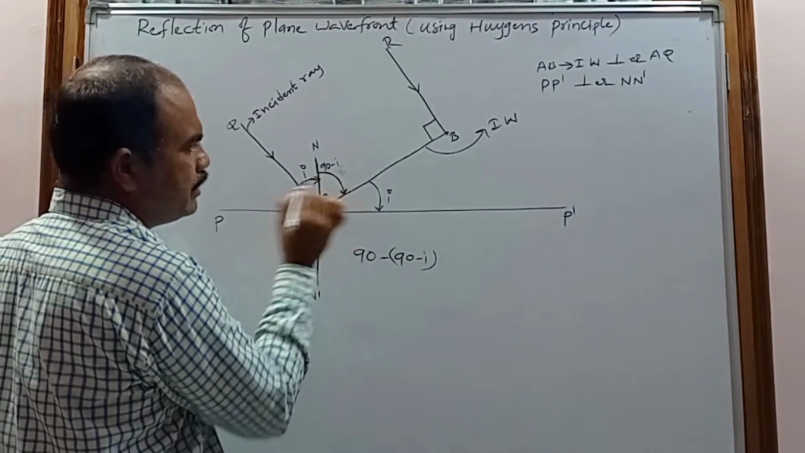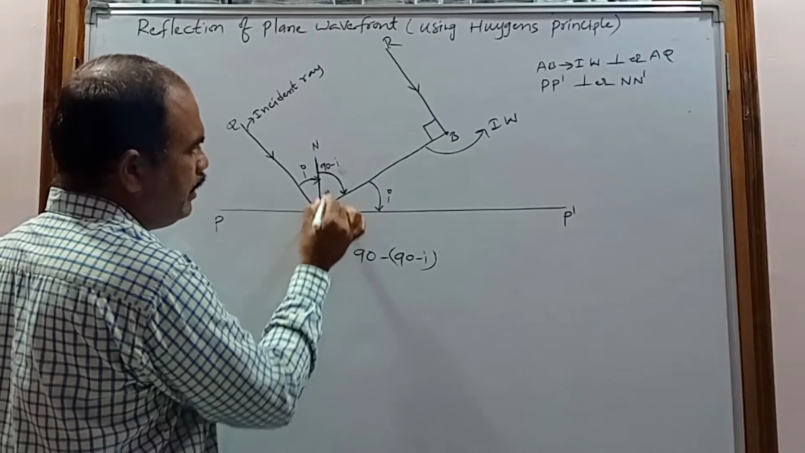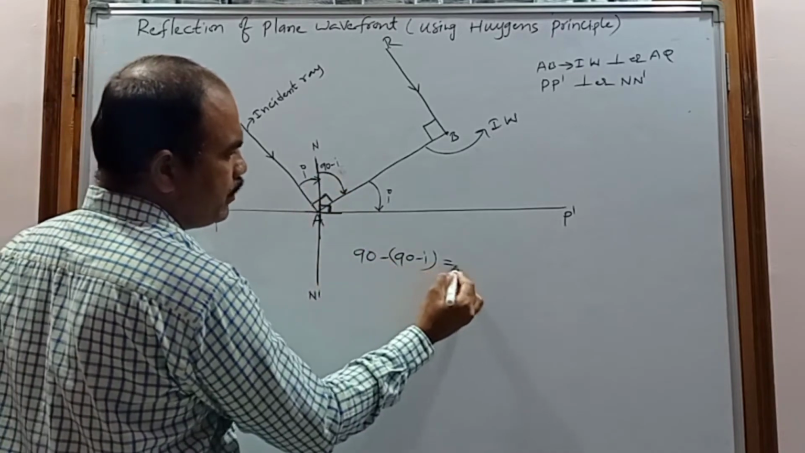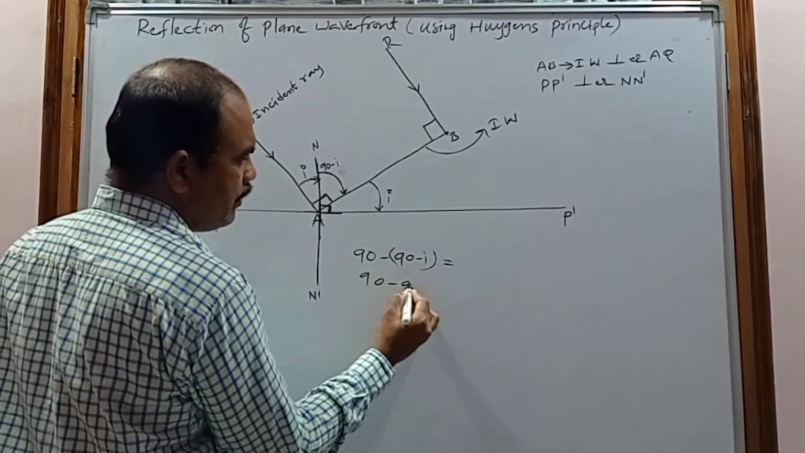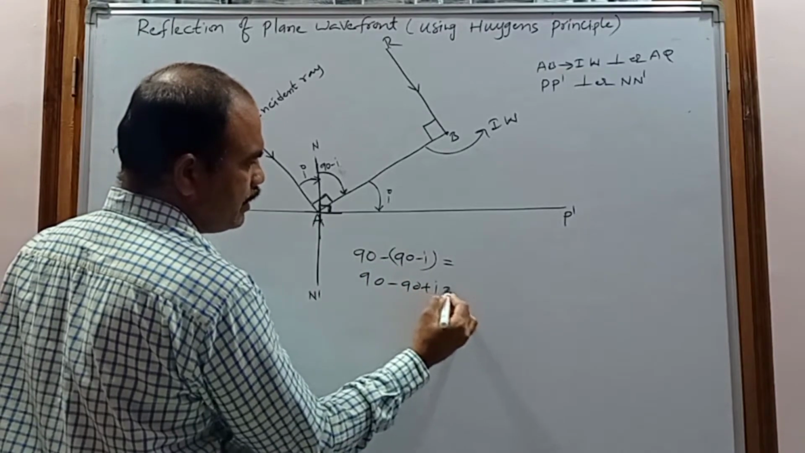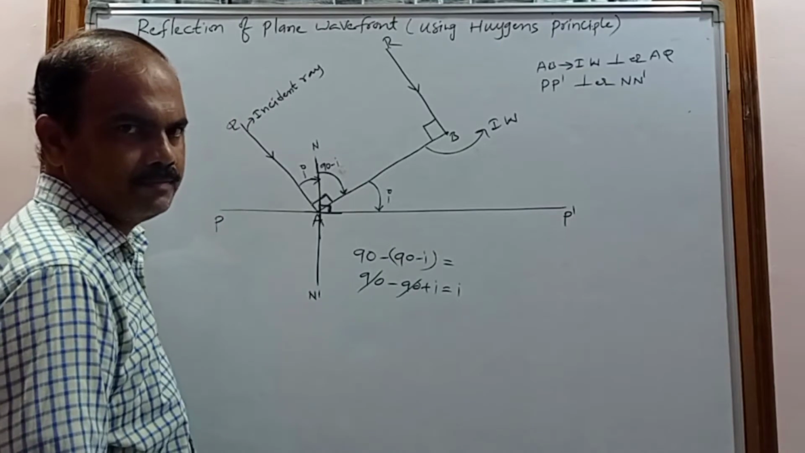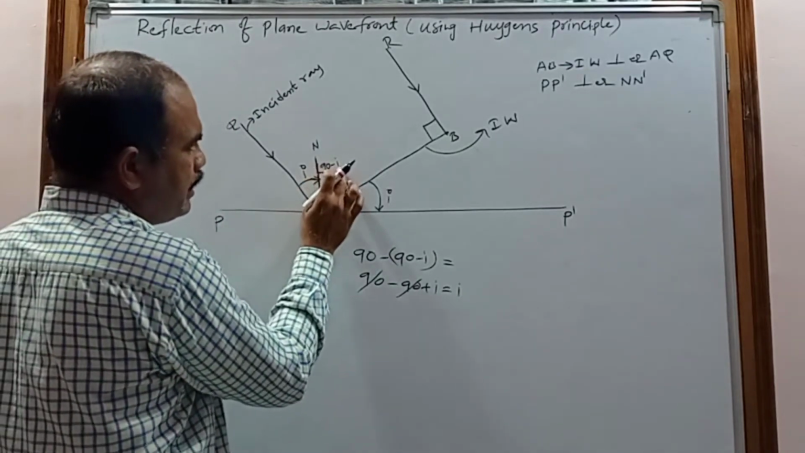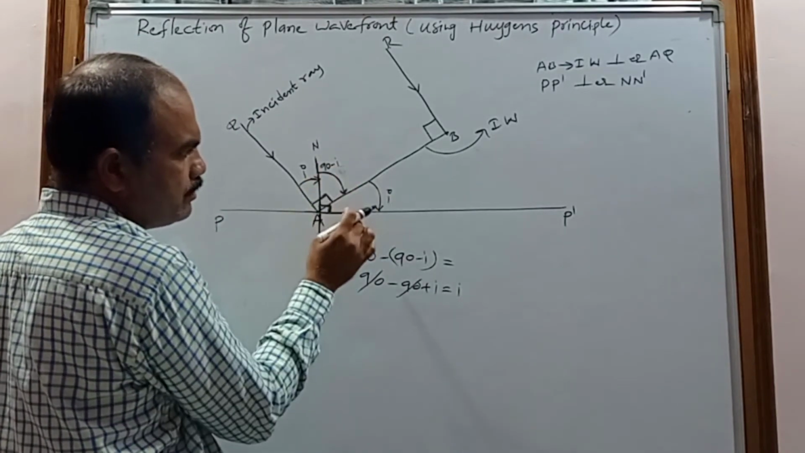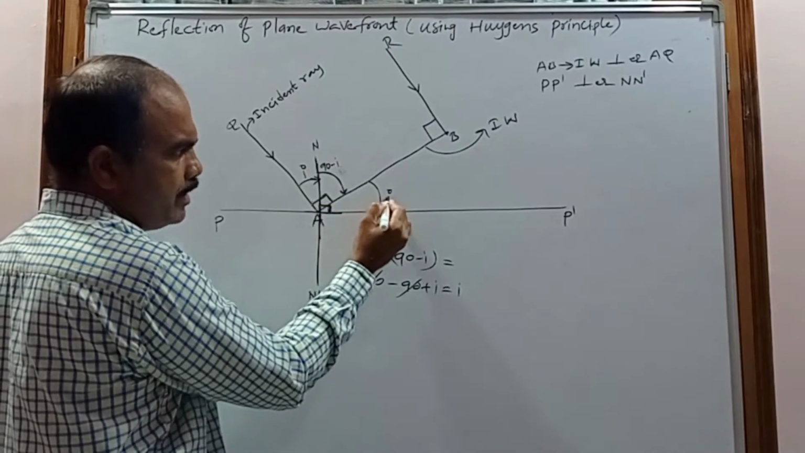From here to here, how much? 90 minus i. That's why from 90, when you subtract 90 minus i, you get how much? 90 minus 90 minus i: minus into minus is plus, so 90 minus 90 will be cancelled. You get how much? i. Or when you add 90 plus 90 minus i plus i, that gives how much? 90. Okay, satisfied. That's why this is how much?